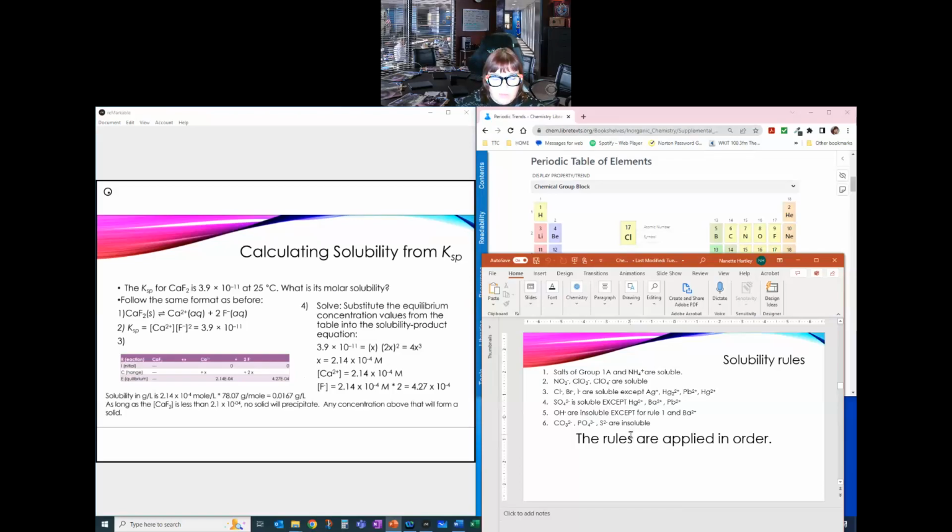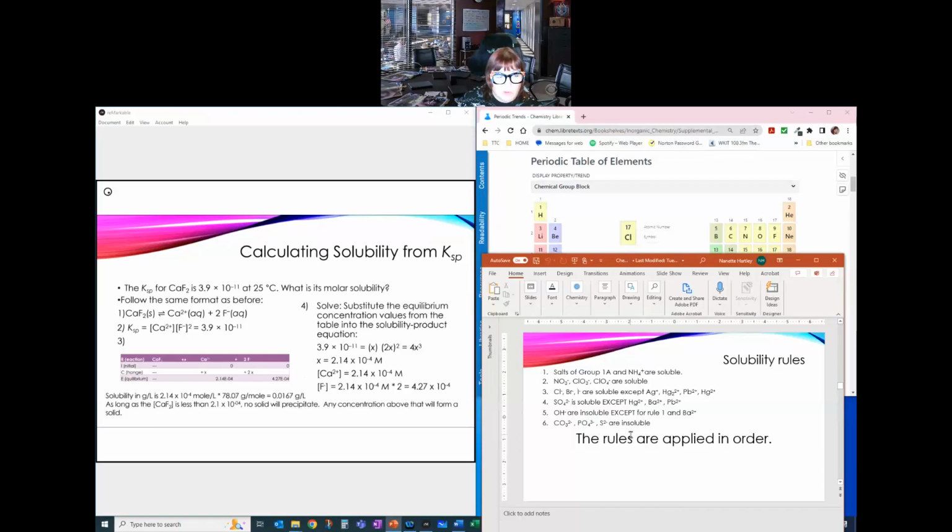What we're talking about here, we've been told that we have CaF2 solid breaking down to give me Ca2+ and 2F-. And KSP is going to be equal to [Ca2+] times [F-] squared, and that's equal to 3.9 times 10 to the minus 11, right?